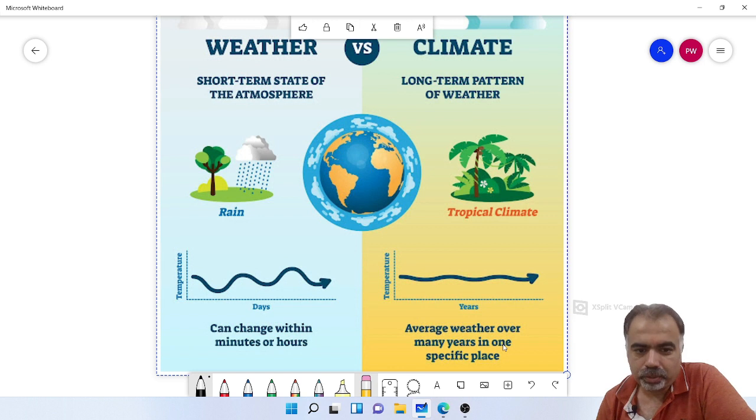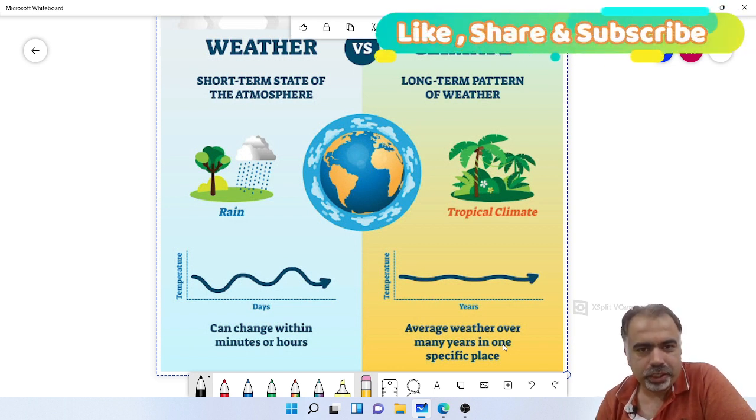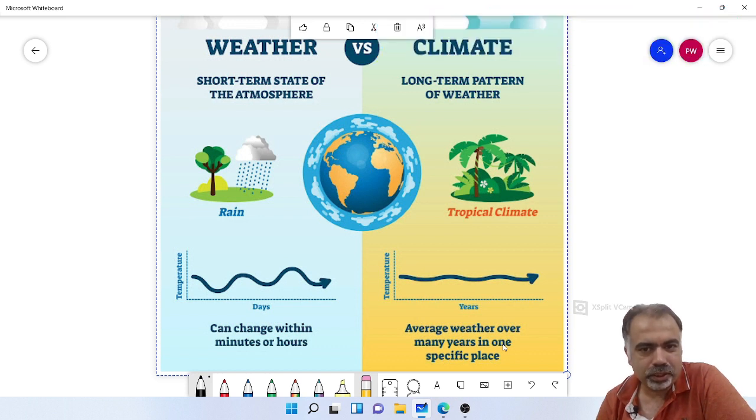So weather is particularly the term used for a short interval of time, and the climate is a term used for a long term pattern of the weather. So if you have any query related to this, you may ask me. I hope I explained this difference in a short time, and in a good way.